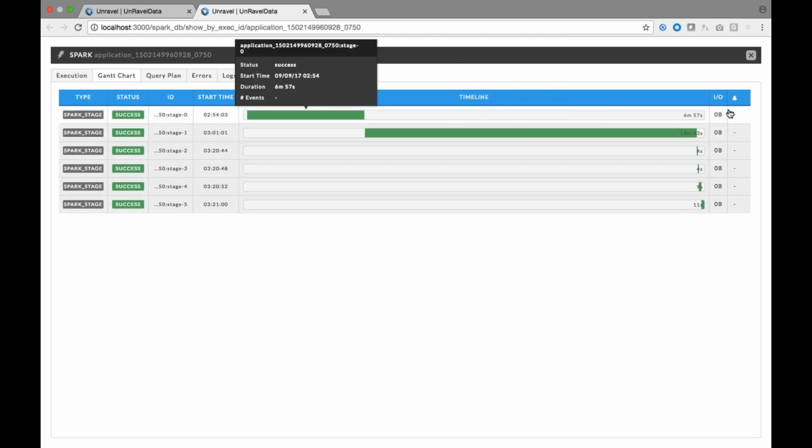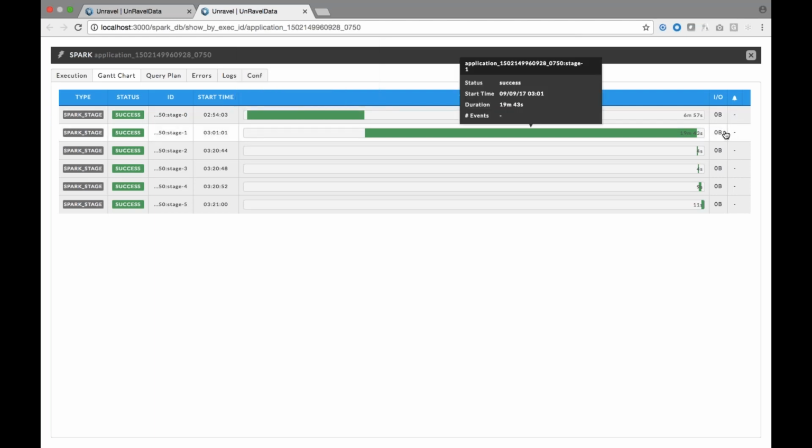And you can quickly see that these first and second stages, stages 0 and 1, account for almost 99% of the time spent by this application. And of that time, it seems like stage 1 is actually the bottleneck stage.